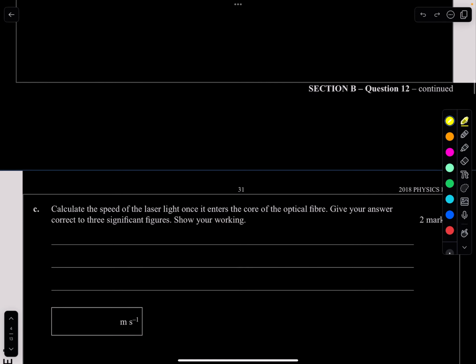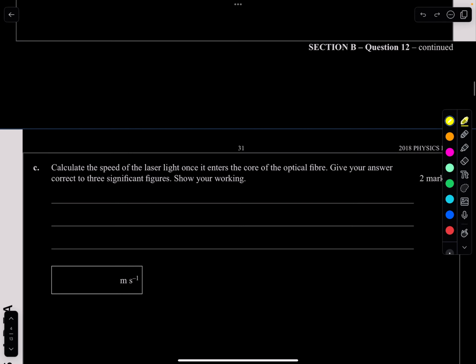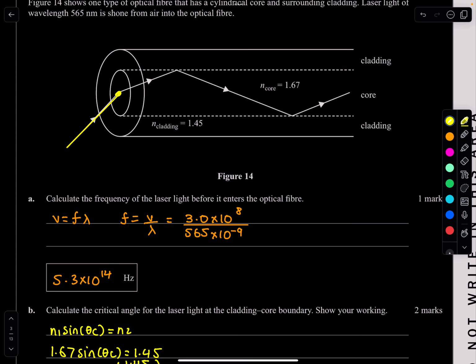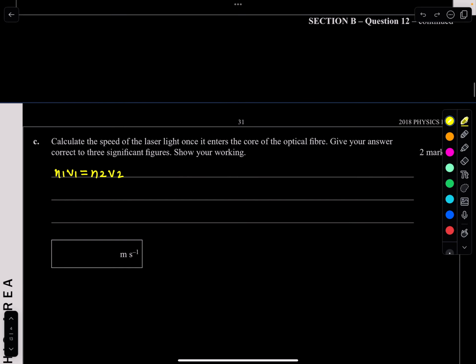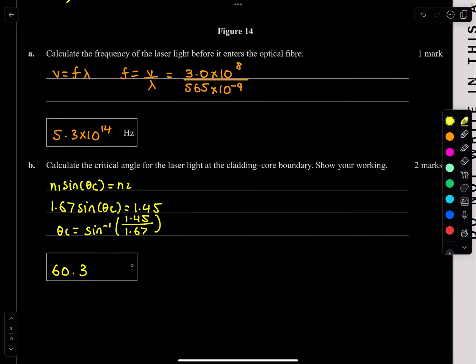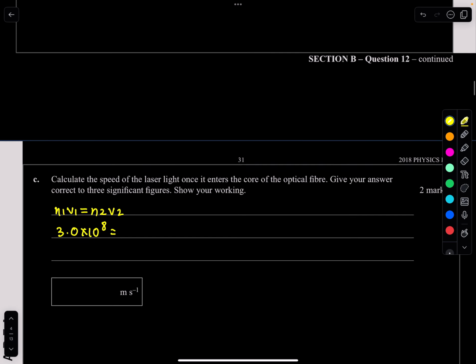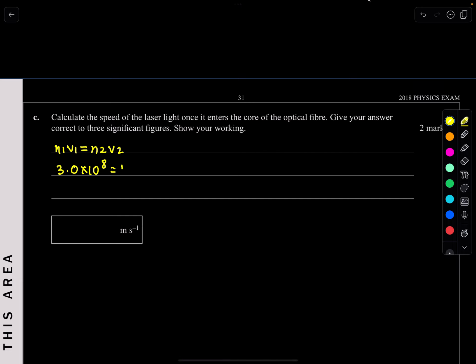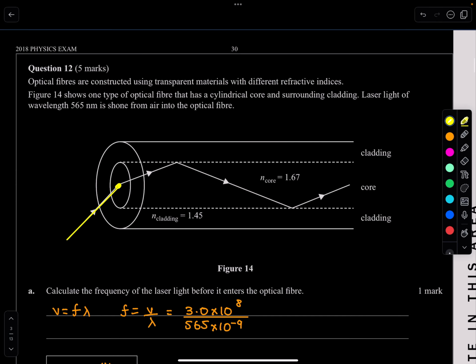And the way we would calculate the velocity when it's in the core is using, let me write that down, N1 V1 equals N2 V2. So N1 is where we started, coming from the air at a velocity of what? Basically at the speed of light. So N1 is 1 and V1 is the speed of light. N2 is when it's in the core, which is 1.67. Yep, 1.67 is the core. And then V2.